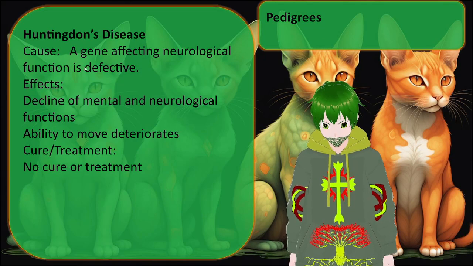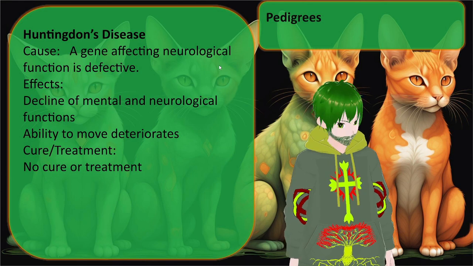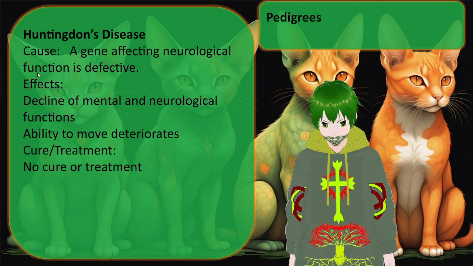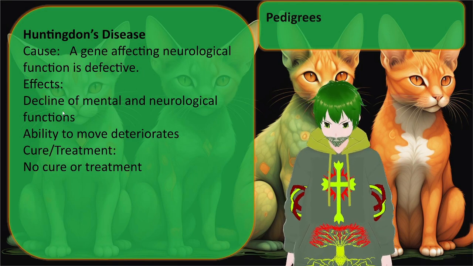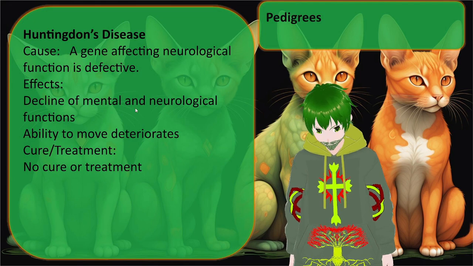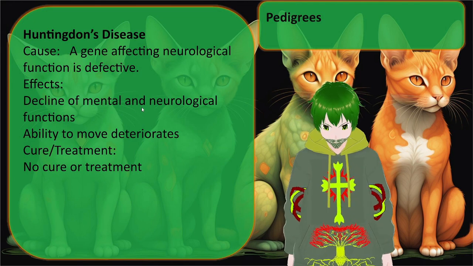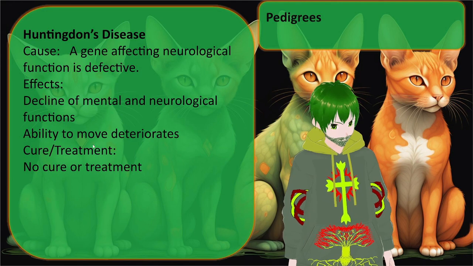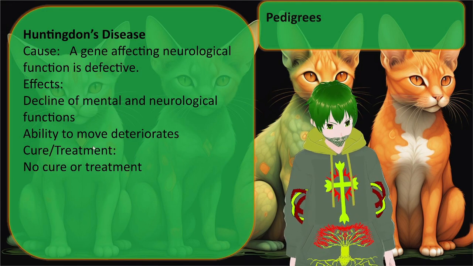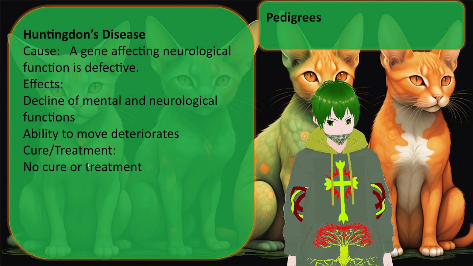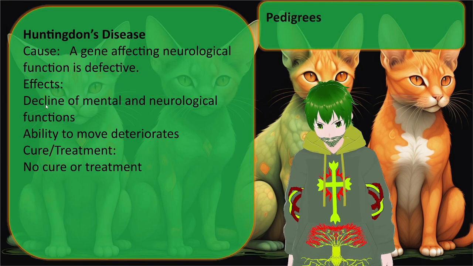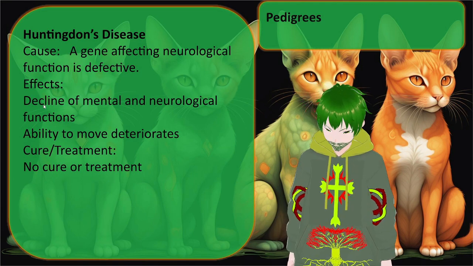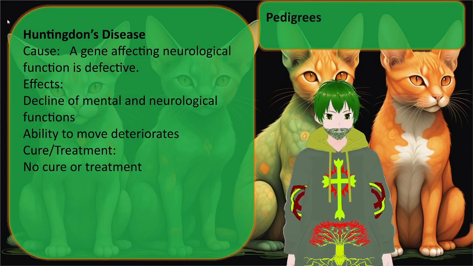Huntington's disease is a defect in a gene that affects the neurological and cognitive functions of an individual. It tends to be degenerative over time. The ability to control muscles, the ability to control speech and thought also decline. Ability to move decreases over time. There's no cure or treatment, and people do tend to die rather young from this.